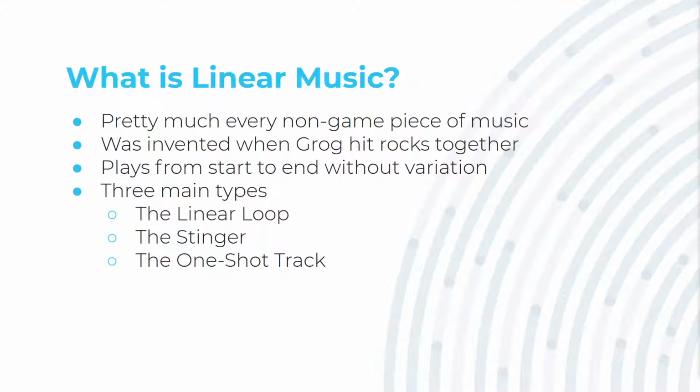So what is it? It's in the name. It's pretty much every single piece of non-game music there is, and a good chunk of game music. It's the kind of music that plays from start to finish without any variation at all, and was invented back when Grog smashed a few rocks together. So pretty much any piece that has a beginning, middle, and end, playing out the exact same every time, that's linear music. There are three main types we're going to get into that can be applied to games: the linear loop, the stinger, and the one-shot.